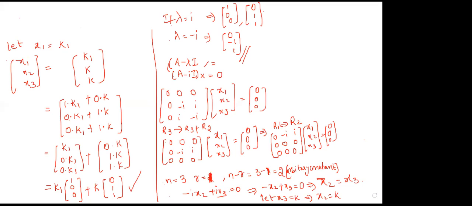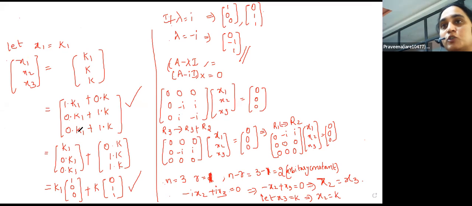Ma'am, after this multiplication, how did you do this 1 into k1? If the eigenvalues are repeated, for that case we got two eigenvectors. So how do the eigenvectors come? Here there is k1, k, k. So we have to write it in a linear equation form. We write k1 as 1 into k1.